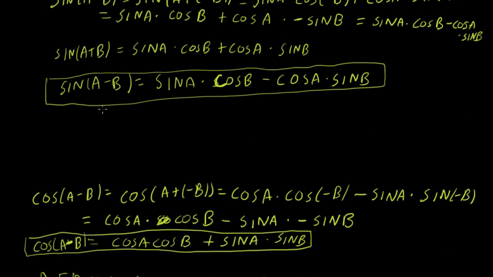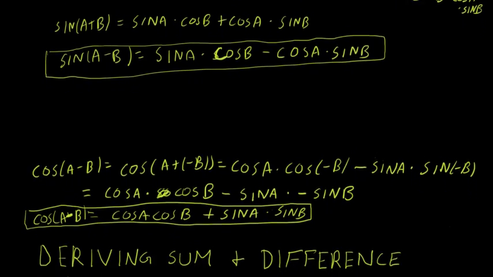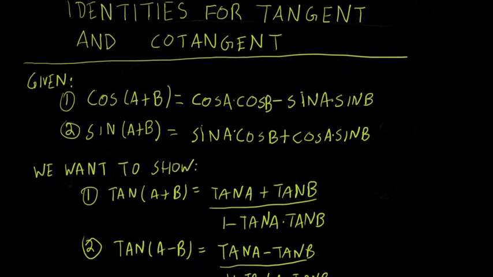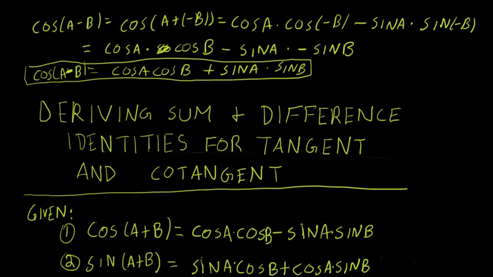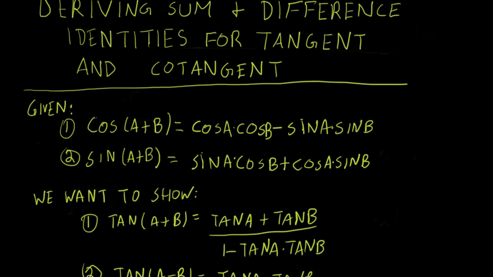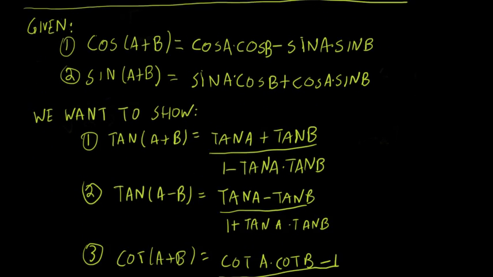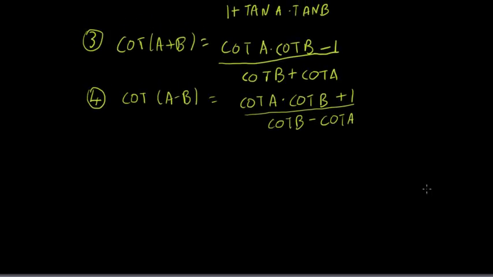So we have that and that. And we want to prove this now. Let's start with this tangent of a sum. So the tangent of a plus b, well, that's the sine of a plus b over the cosine of a plus b.